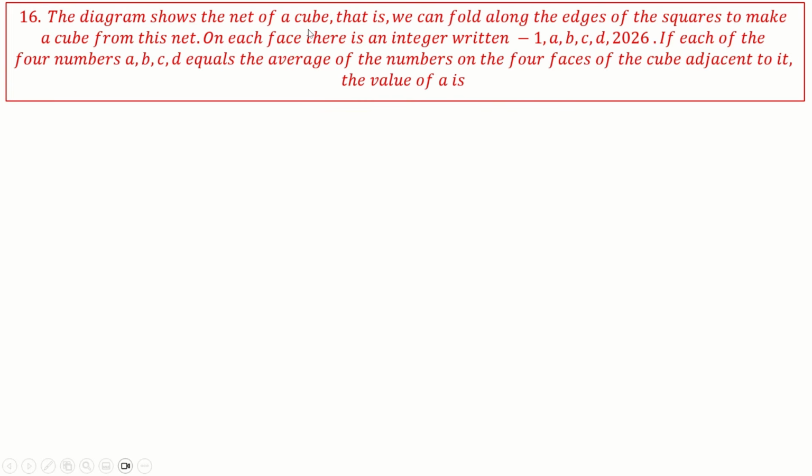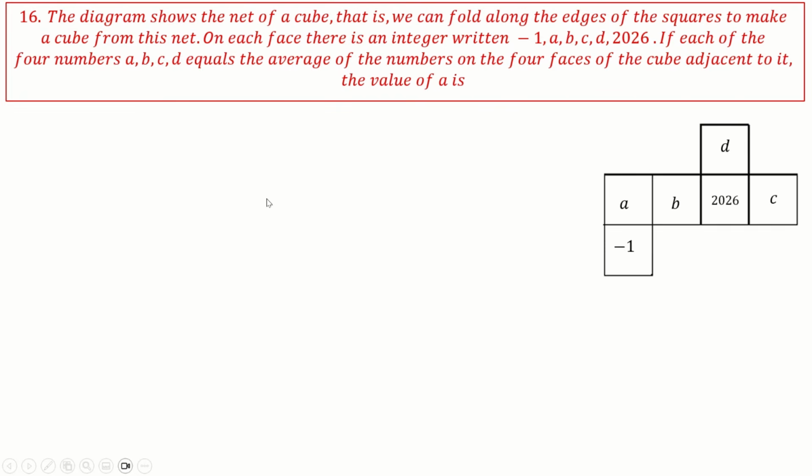The diagram shows the net of a cube. That is, we can fold along the edges of the squares to make a cube from this net. And on each face there is an integer written: -1, a, b, c, d, and 2026. If each of the 4 numbers a, b, c, d equals the average of the numbers on the 4 faces of the cube adjacent to it, the value of a is. Okay, so the question is simple. This is what is given.